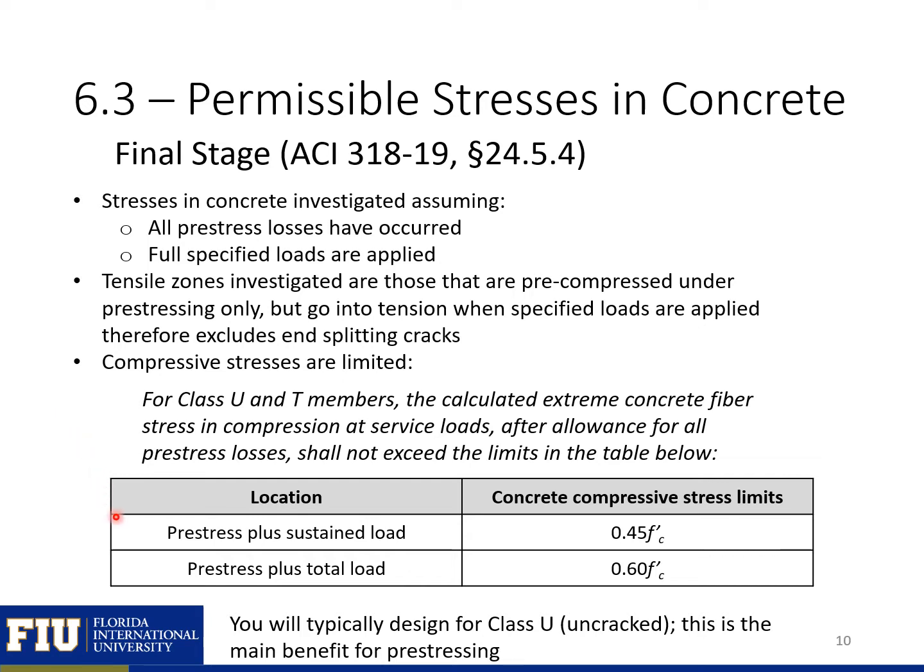For compression, we have 2 different limits depending on the load. We need to keep the compressive stress under 0.45 times f'c for all of our sustained loads, our pre-stressing plus any other sustained loads, which would be the self-weight or superimposed dead loads. And then we need to keep the compressive stress under 0.6 times f'c for all of our total load, our pre-stress plus our total load. And this would include all of our live loads.